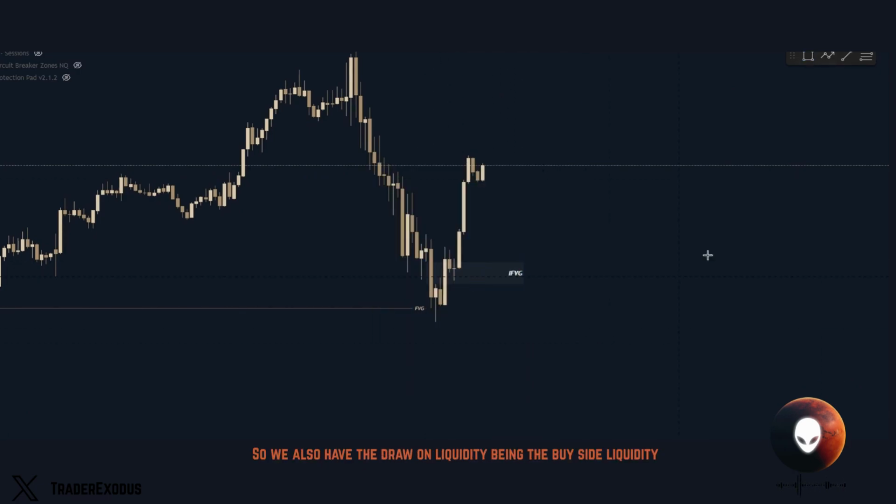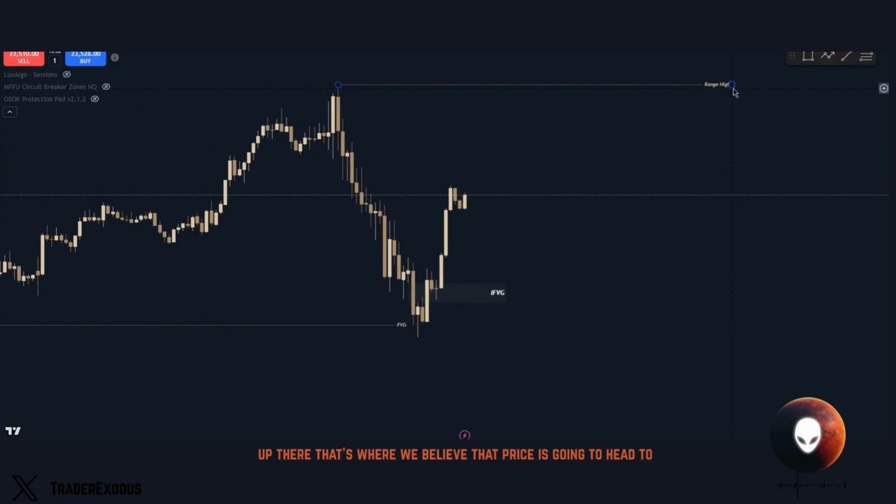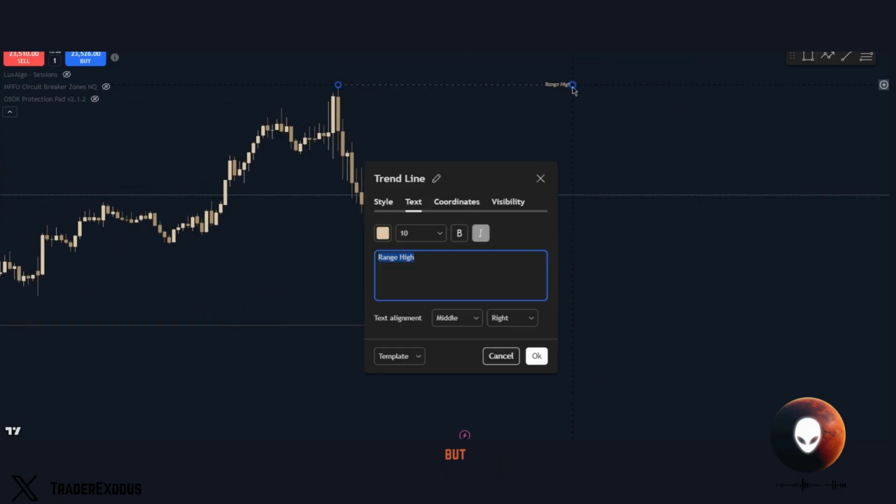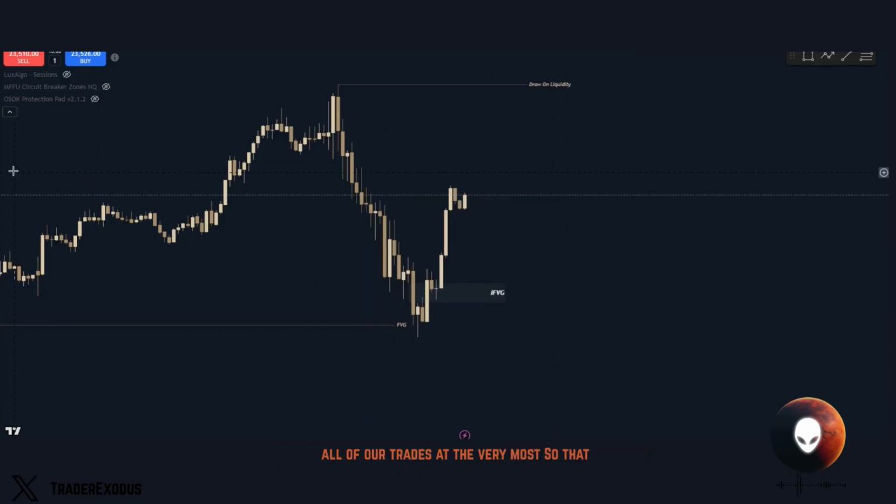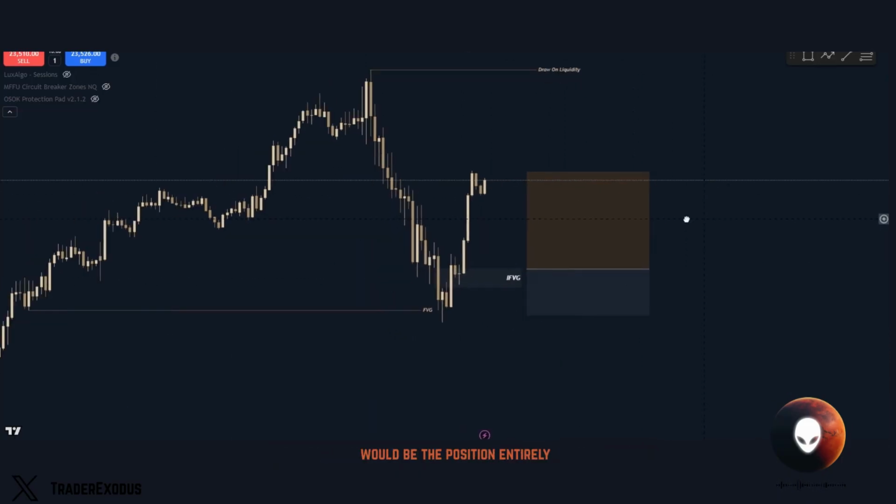So we also have the draw on liquidity being the buy side liquidity up there. That's where we believe that price is going to head to. But price does end up going to 2R, and that's how much we target on all of our trades at the very most. So that would be the position entirely.